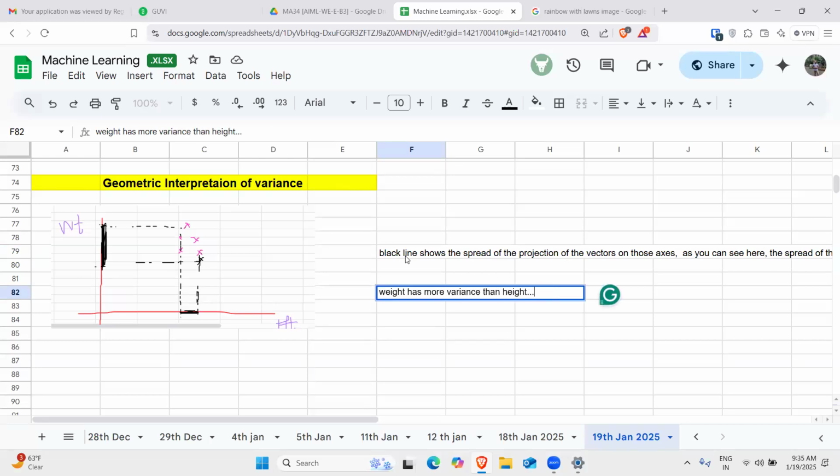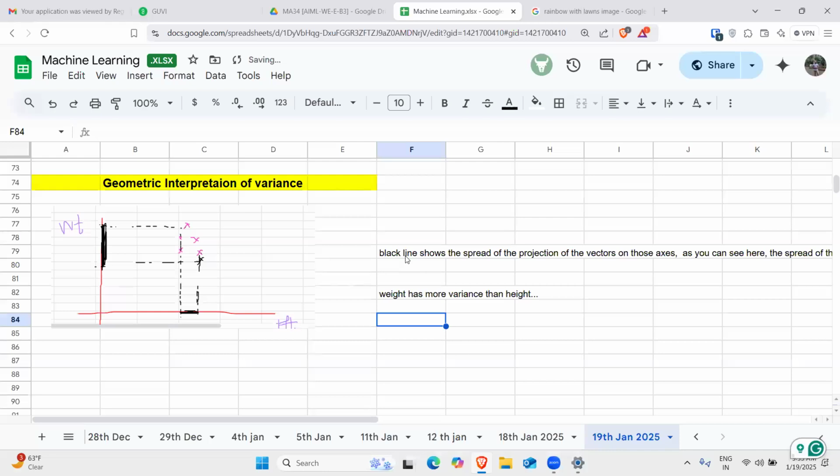Yes or no? The idea of the spread of the data being equivalent to the variance is quite an elegant way to distinguish the important directions from the non-important ones. So I can say weight is important for me as compared to height, right? Likewise, you can plot your data and find which column is important.